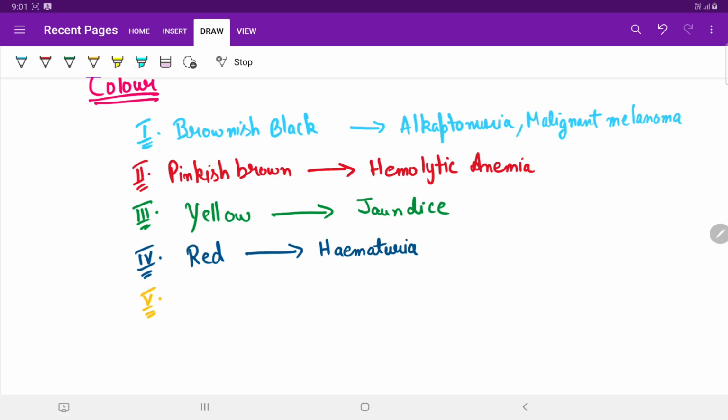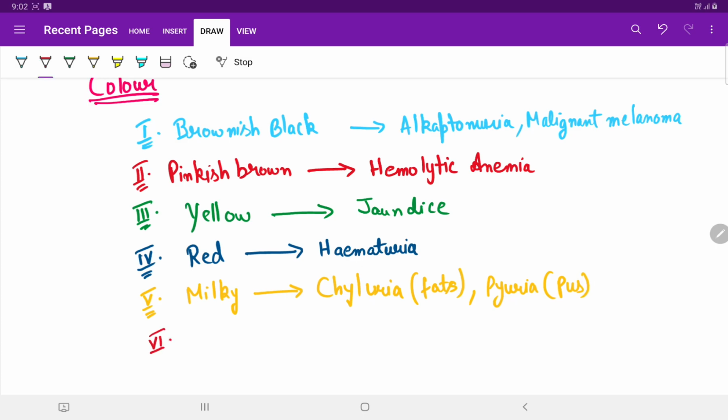Now the fifth one: if the urine is milky in color, it indicates chyluria, due to the presence of fats, or pyuria, due to the presence of pus cells in the urine. Then if the urine is reddish brown, it indicates hemolysis.